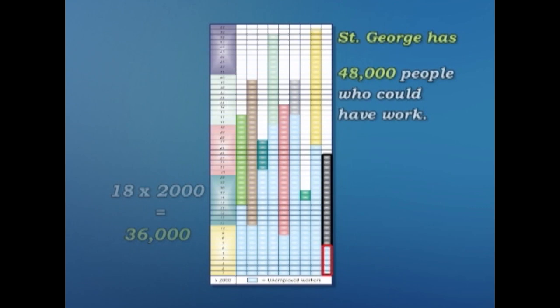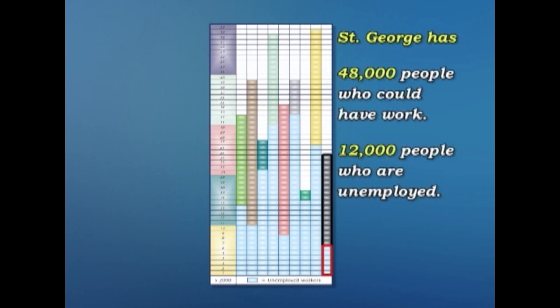So in that last column, we can see that St. George has 48,000 people who could have work. St. George has 12,000 people who are unemployed, people who have no work. And St. George has 36,000 people who have jobs. You see how it works?